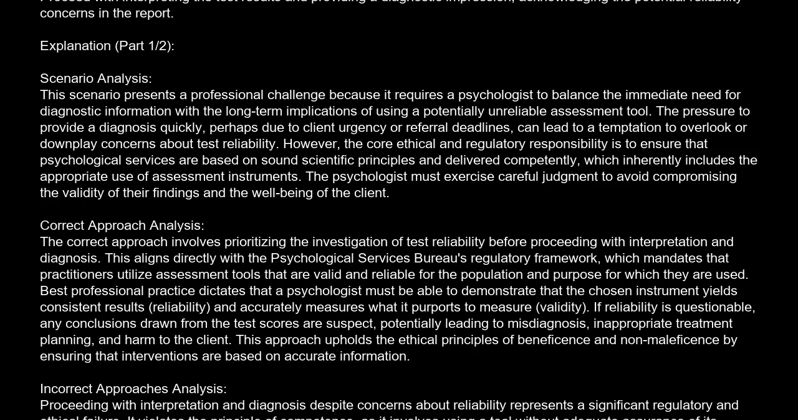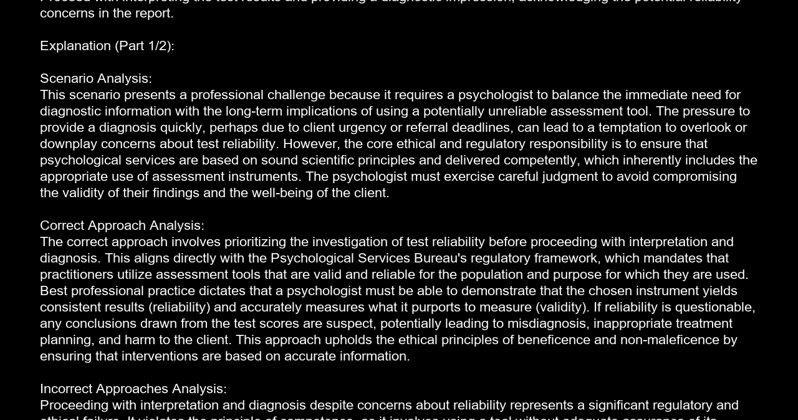The correct answer is D. Proceed with interpreting the test results and providing a diagnostic impression, acknowledging the potential reliability concerns in the report. Explanation. Scenario analysis. This scenario presents a professional challenge because it requires a psychologist to balance the immediate need for diagnostic information with the long-term implications of using a potentially unreliable assessment tool.